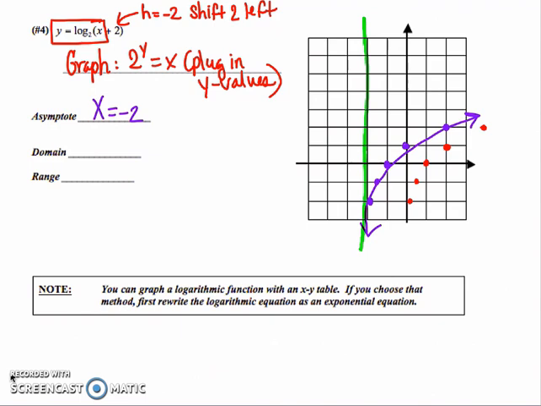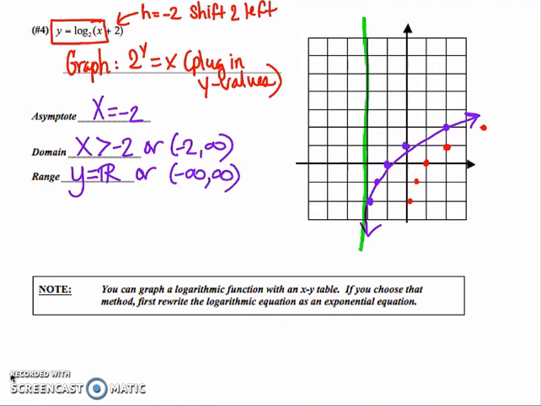My domain has changed as well. When my asymptote moves, then my domain changes. So now my domain is x values greater than negative 2, or in interval notation, from negative 2 to infinity. My range, however, does not change. Always all reals for logarithmic functions. And in interval notation, negative infinity to positive infinity.